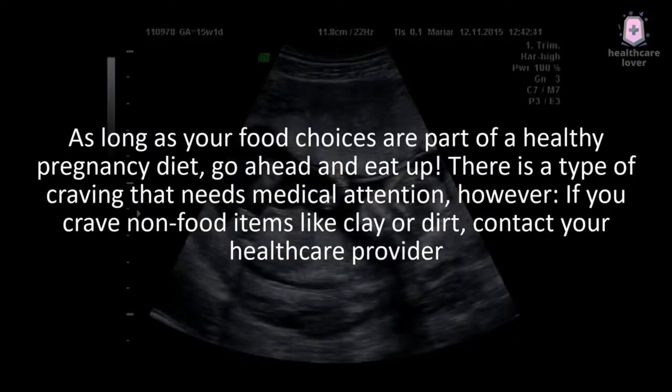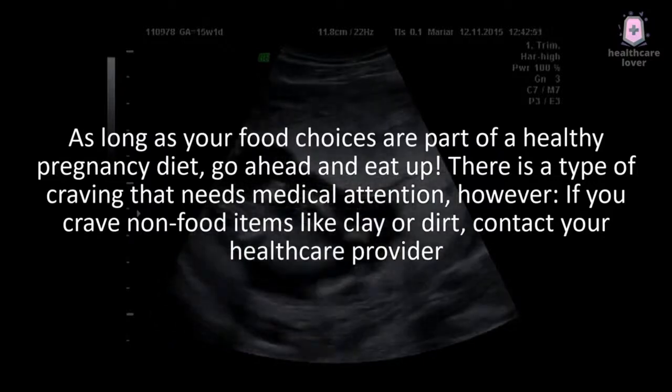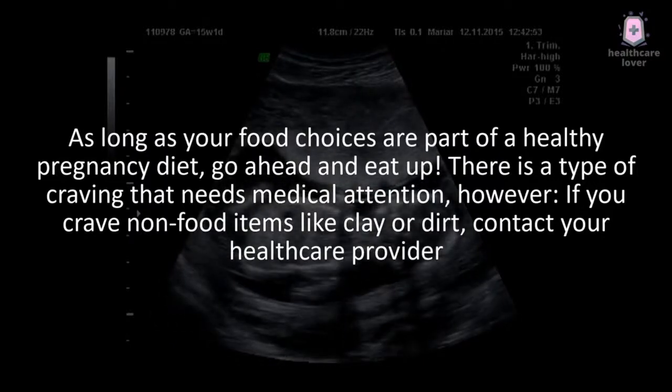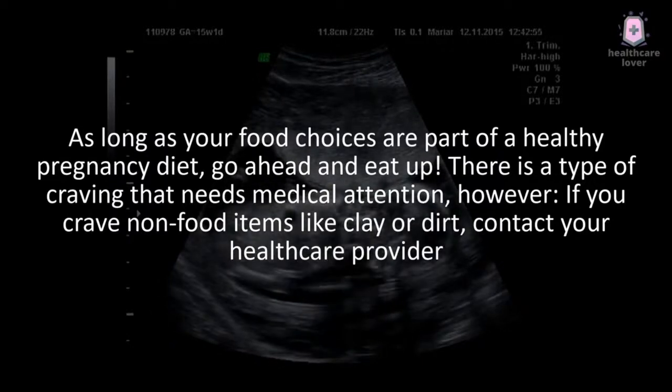As long as your food choices are part of a healthy pregnancy diet, go ahead and eat up. There is a type of craving that needs medical attention. However, if you crave non-food items like clay or dirt, contact your healthcare provider.